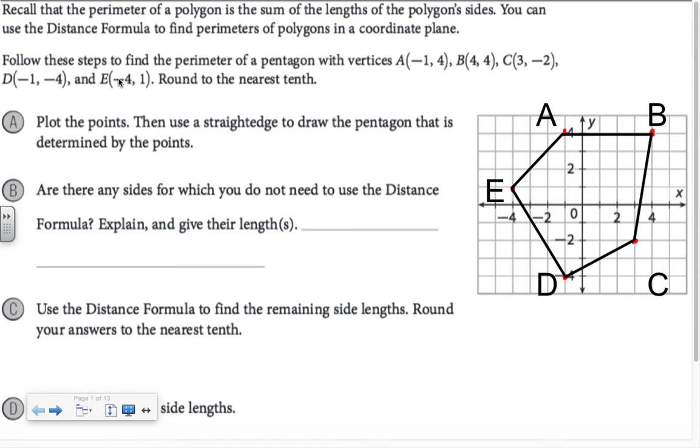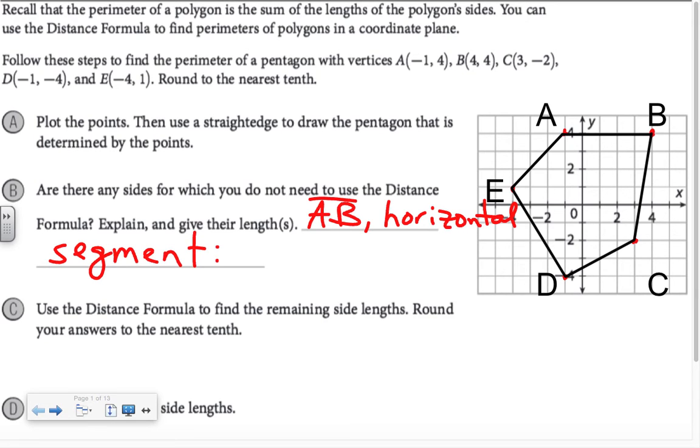In part B, we are asked, are there any sides for which we would not need to use the distance formula since the instructions are asking to find the perimeter? I would not have to use the distance formula for segment AB. It's a horizontal segment, which means you can just count the spaces. It is 5 units long. And then they want you to use the distance formula to find the remaining 4 side lengths, and then you would add them together in order to find the perimeter.